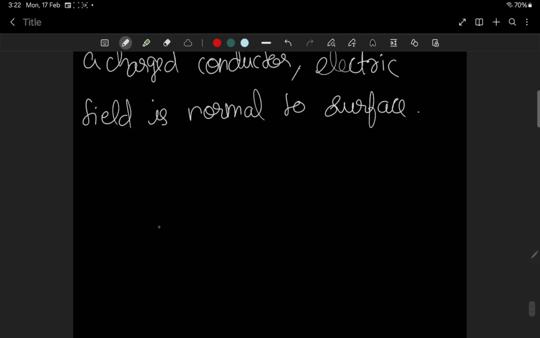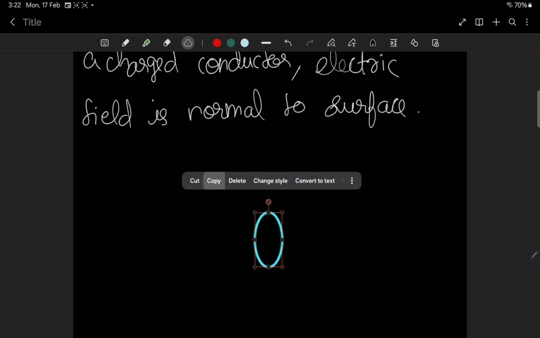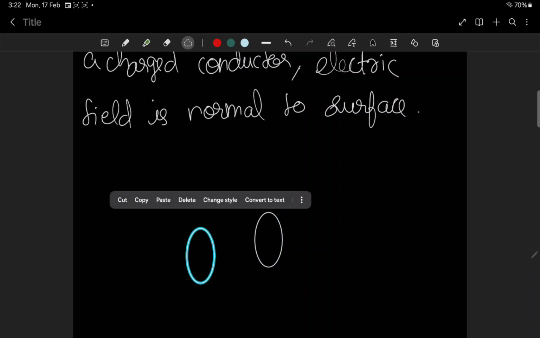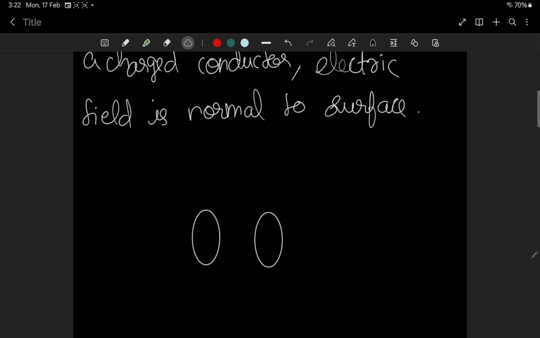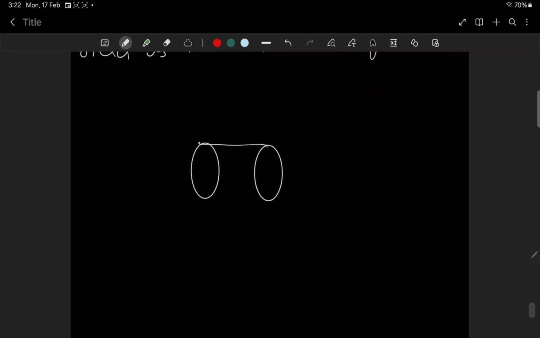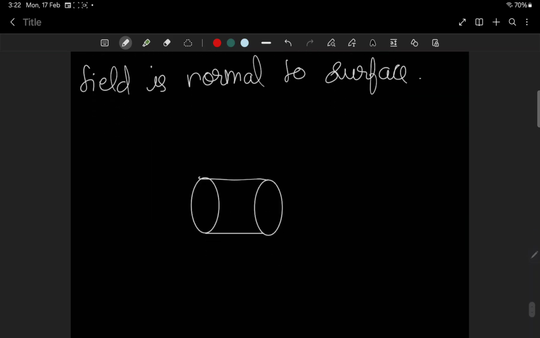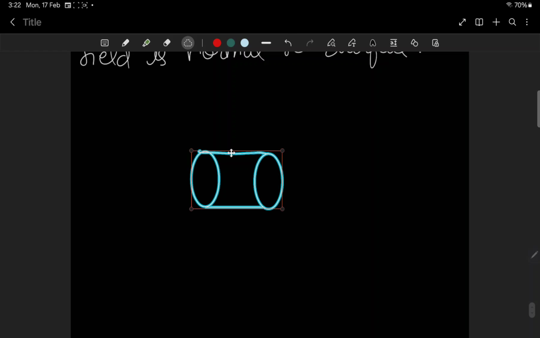What is happening? Look, I am taking the same conductor. One second, I'll just copy paste that so it will look similar. Otherwise, it will look like a cuboid or something like that. Look, when I'm taking this conductor, it's a conductor. Okay, perfect. Let me draw this somewhere here.